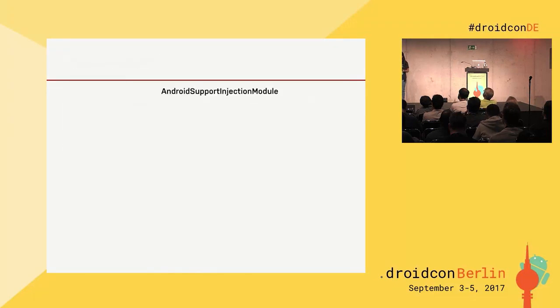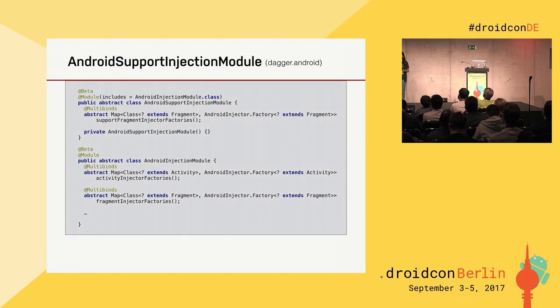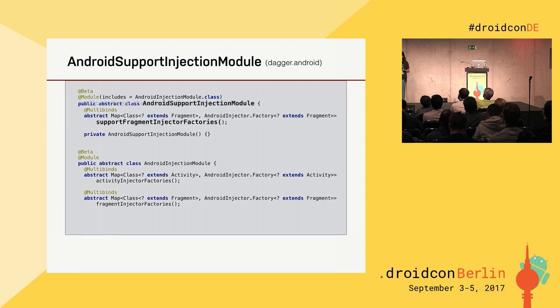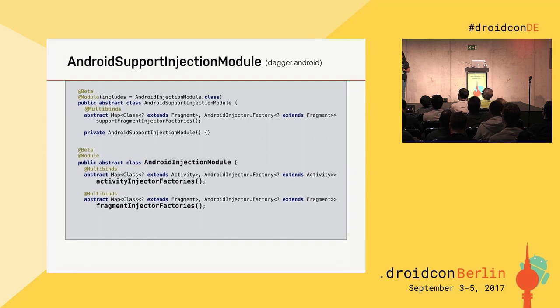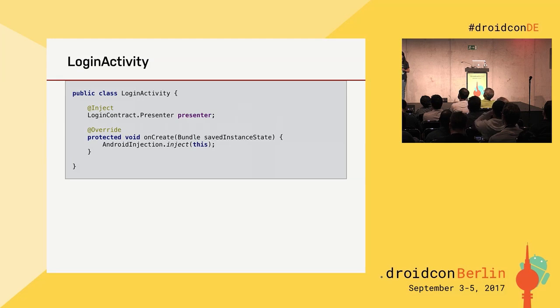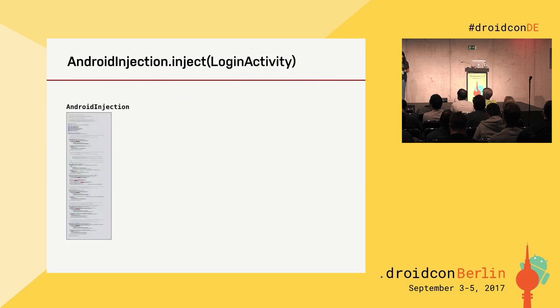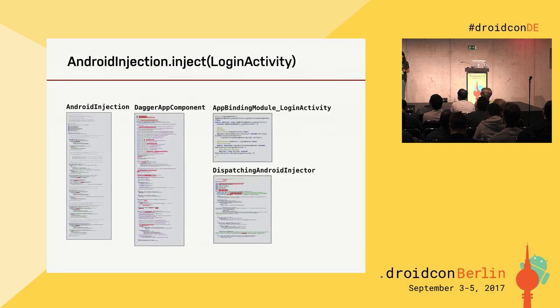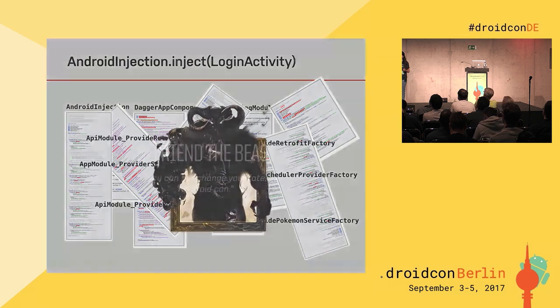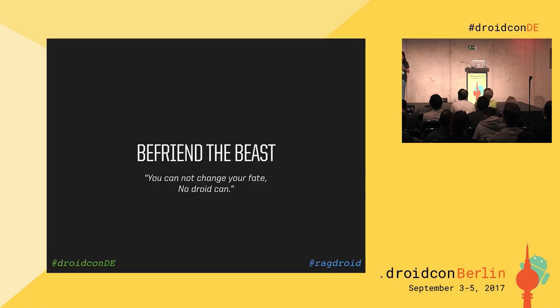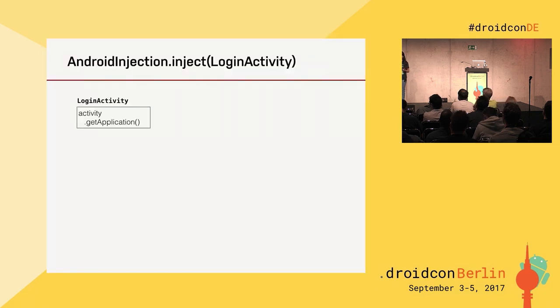So this is marking our activity subcomponent as the subcomponent of AppComponent. This is the AppComponent again. And we have something called AndroidSupportInjectionModule. I'm just going to skip through this one. Then we have our LoginActivity. Let's see how we can implement it. Earlier we used to write all the injection code. Now we just need to write AndroidInjection.inject. This is all. And what is AndroidInjection.inject? Well, if you go into the generated classes, the Dahaka is going to bite you. So let's try to befriend the beast here. So we have this LoginActivity. We can get the application from this.